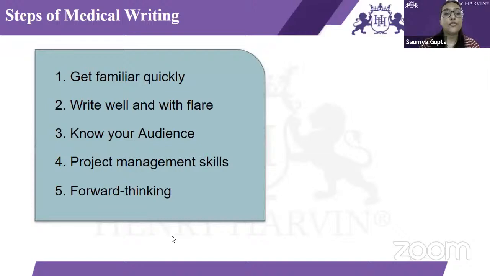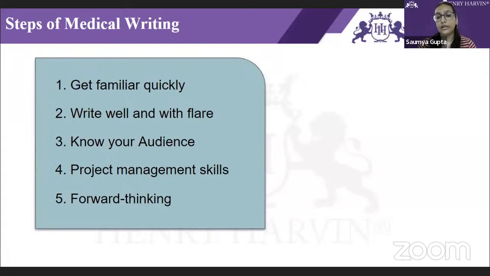Now, what are the steps of medical writing? What are the things which are generally followed? A basic step-by-step procedure, in chronological order, which is usually followed for writing a document. First is get familiar quickly. Familiarity is very important, not only with the document but with the topic also.